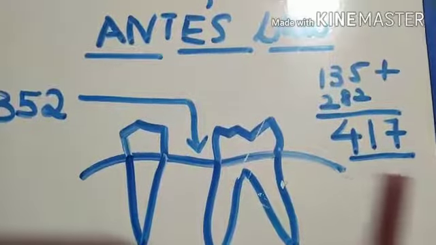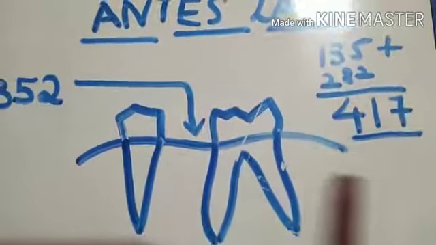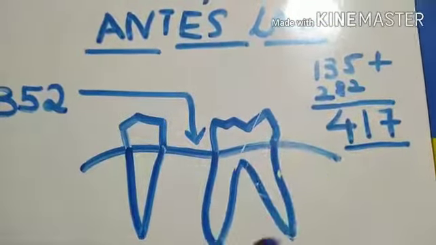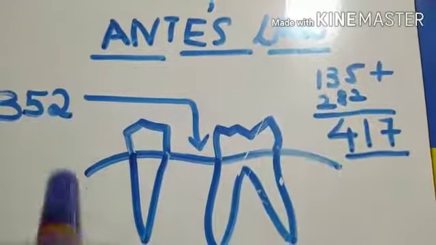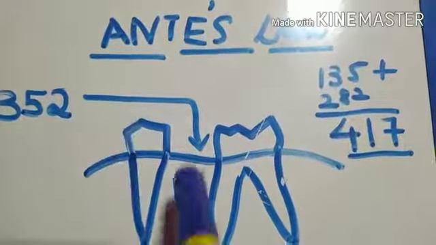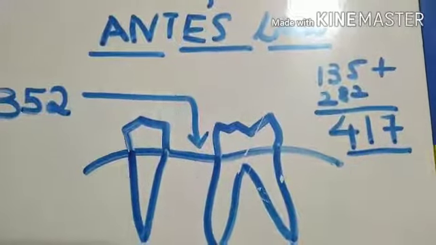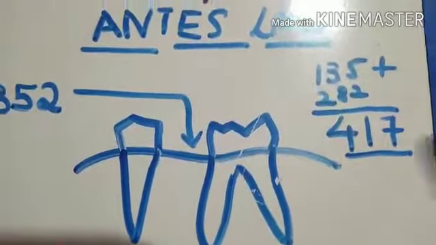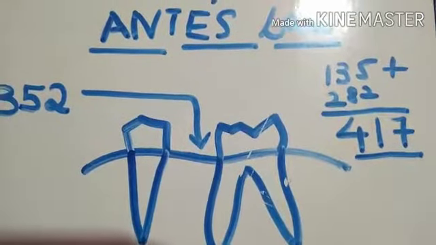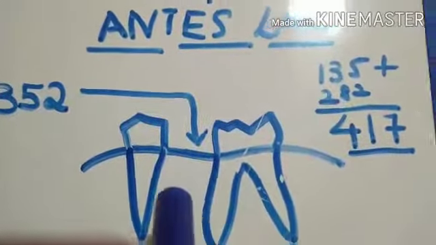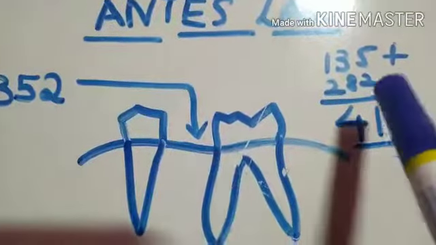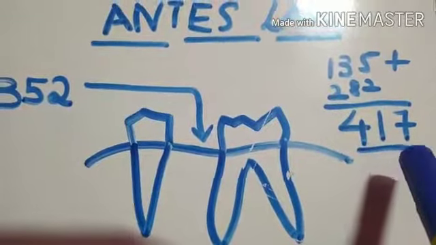As we have learned in the definition of Ante's law, the total root surface area of the abutment tooth which we have selected for the making of the FPD prosthesis should be equal to or should be greater than the one which we are going to replace. So the sum total of the root surface area of these two teeth comes out to be 417.